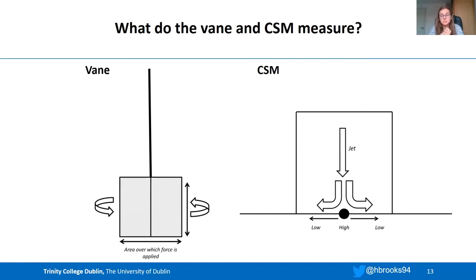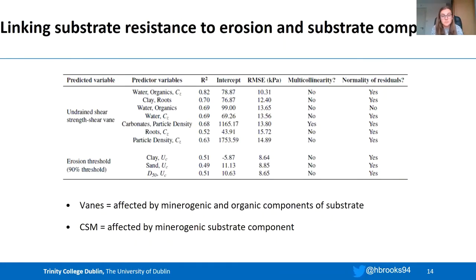We used all the measures of substrate composition from earlier, and we produced a list of all statistically significant models. So you can see them here. The main thing to note is that you can see from the vanes here that they're affected by a mixture of minerogenic and organic components of the substrate, whereas the CSM here is affected by pretty much only the minerogenic substrate component. And this is really important when we think about the erosion processes which are occurring at the marsh edge, and also the speed at which retreat might occur.